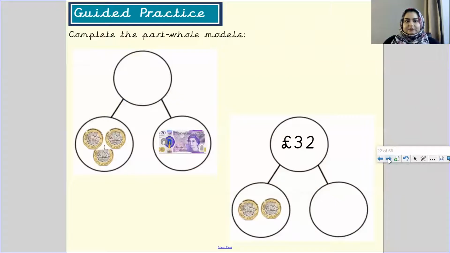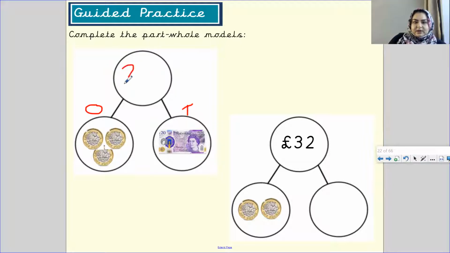Fantastic, Pankhurst. Now, complete the part-whole model. If you look at my part-whole model here, I have my tens and I have my ones. Now, can you look at what I have in my tens and what I have in my ones? What do you think the answer would be?